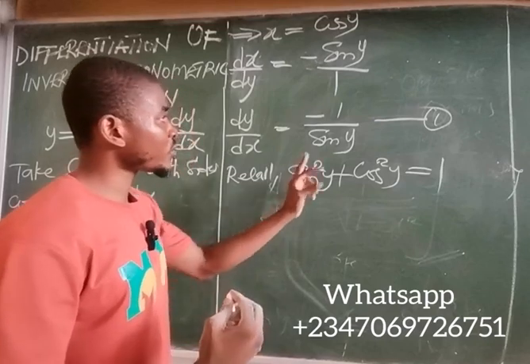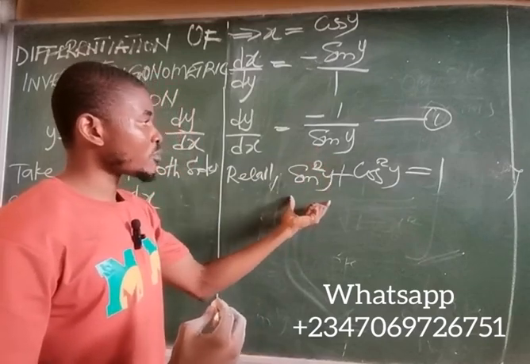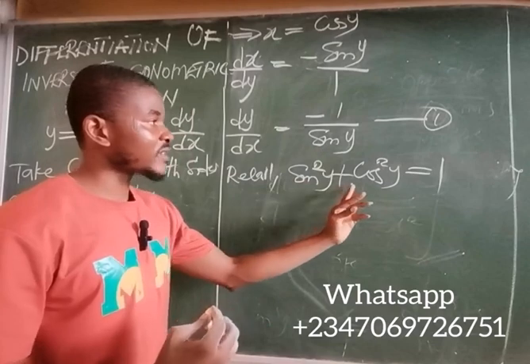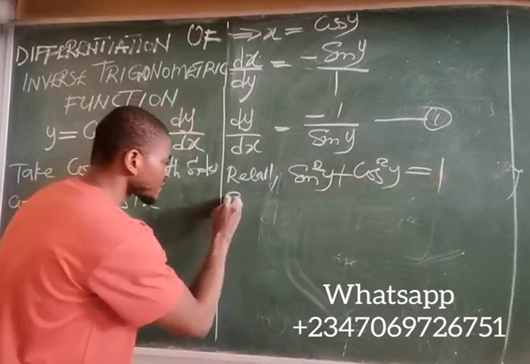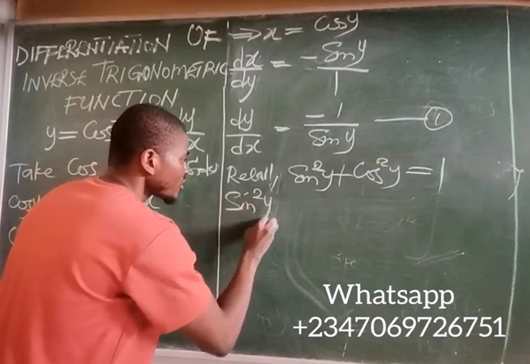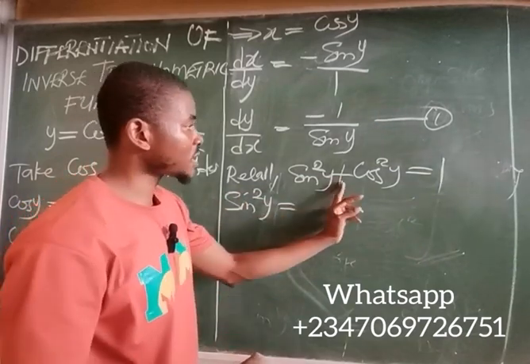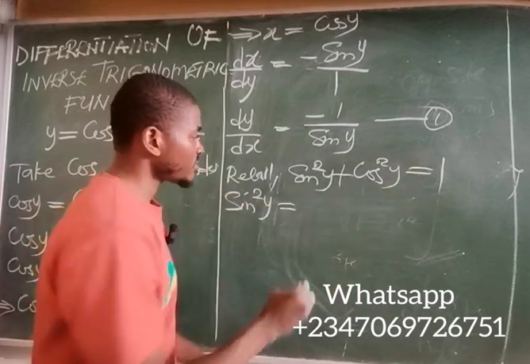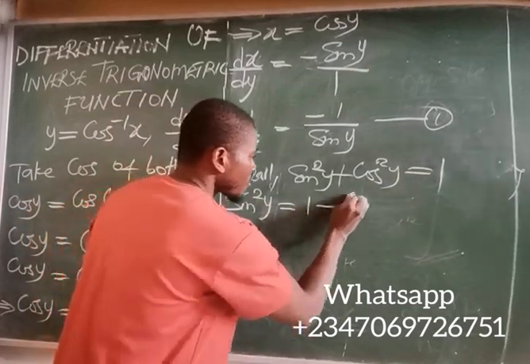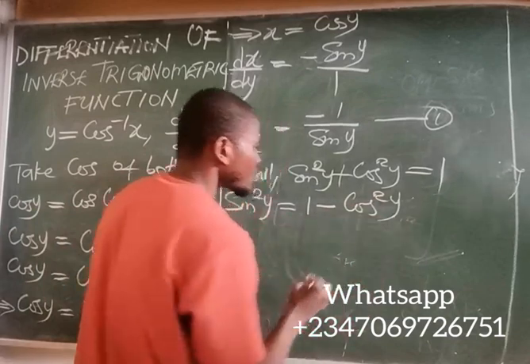Okay, so I need to find what sine y is. That means I'm going to keep sine squared y here and send cos squared y over to this side of the equation. So I'll have sine squared y equal to, of course, a positive sign crosses an equal sign and becomes negative. So here I will simply have 1 minus cos squared y.